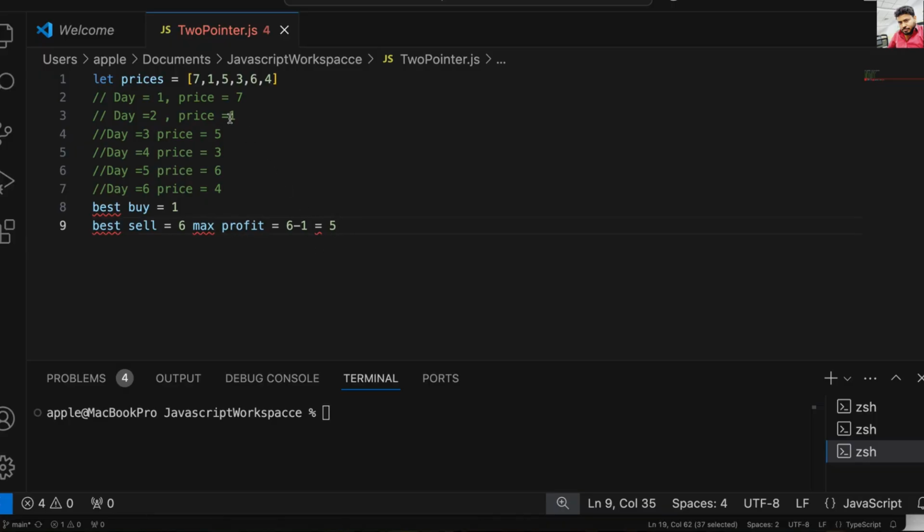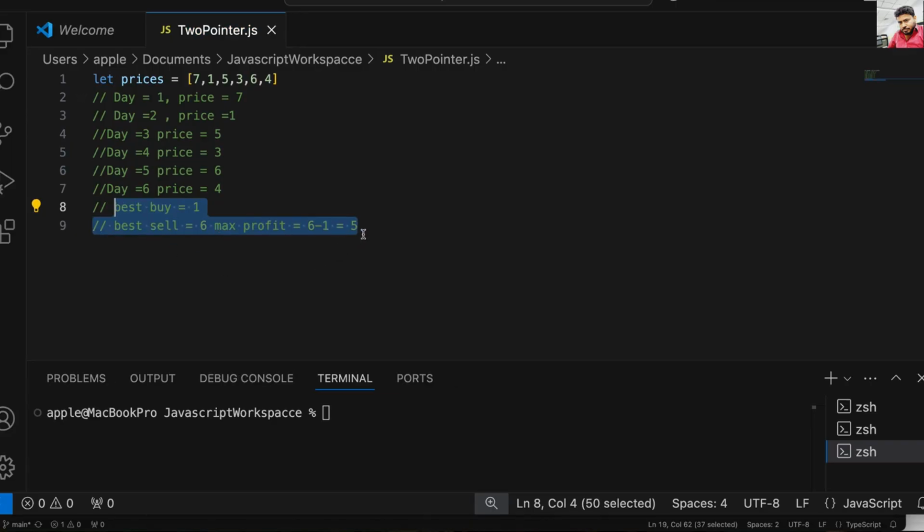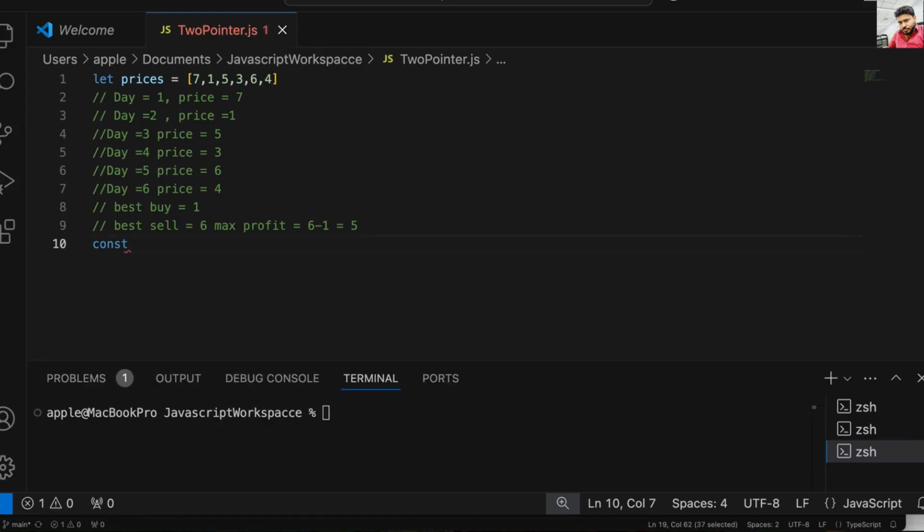We cannot sell at 7, which would be the max profit, because we are buying on day 2 only, so we cannot go to the previous day. So how do we implement this logic through our approaches? One is the brute force approach. I'm going to write a program for that.